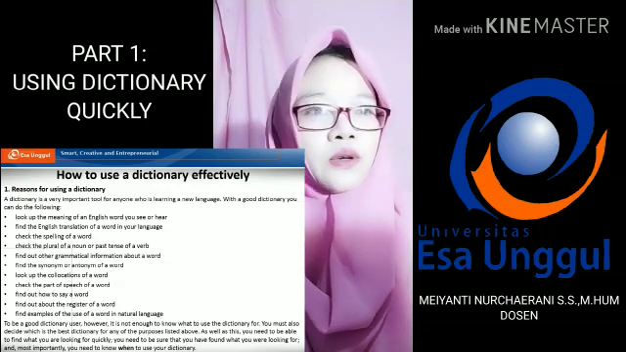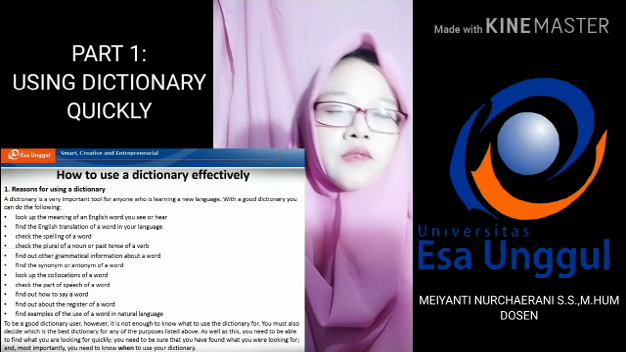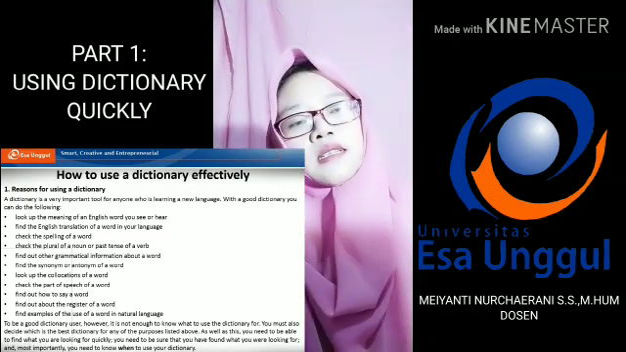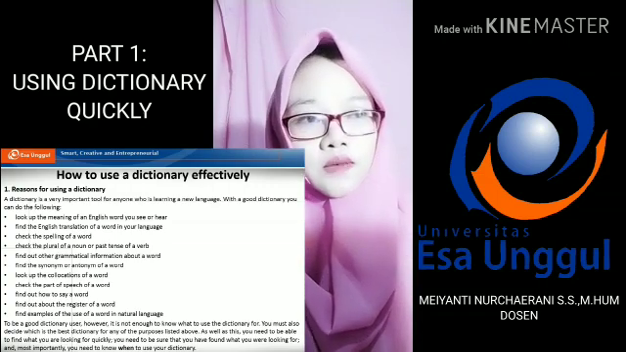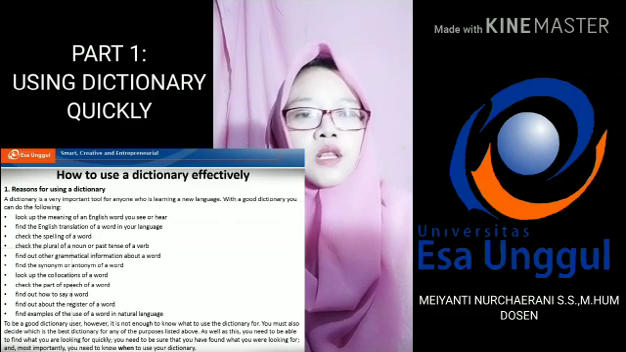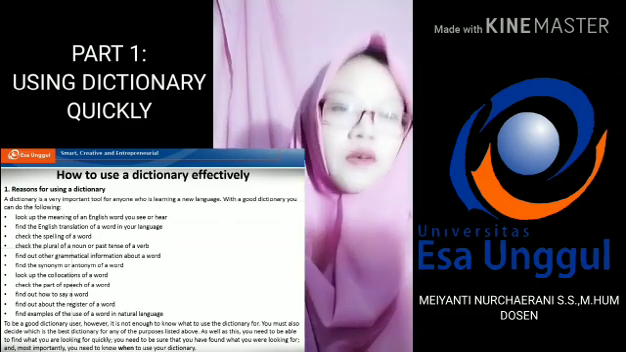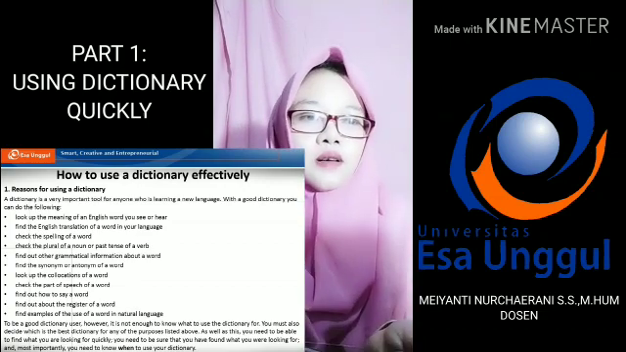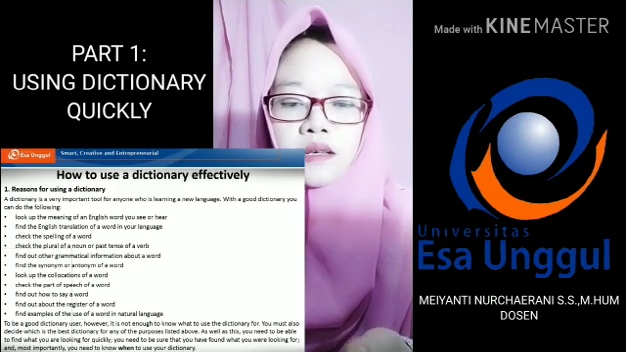And how to use a dictionary effectively. A dictionary is a very important tool for anyone who is learning a new language. With a good dictionary, you can do the following. Look up the meaning of an English word you see or hear, and then find the English translation of a word in your language, and then check the spelling of a word.